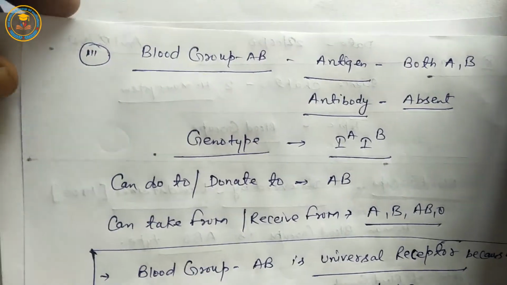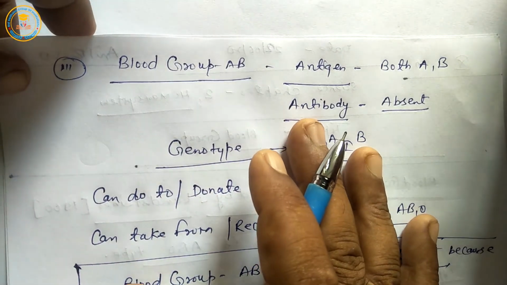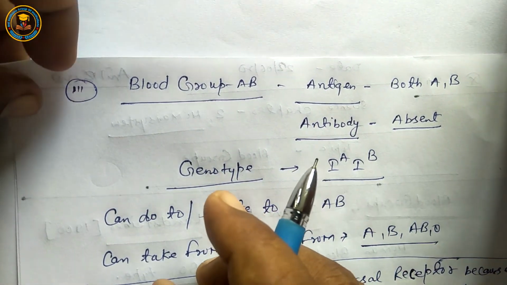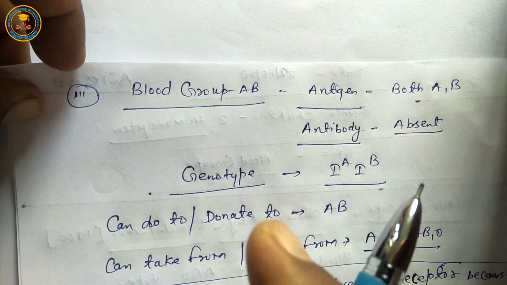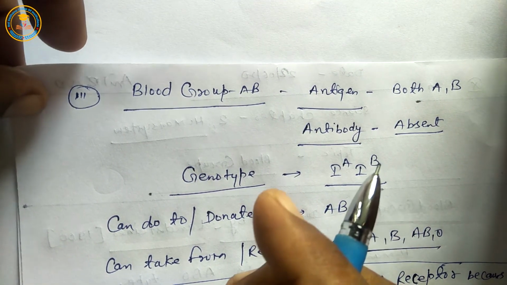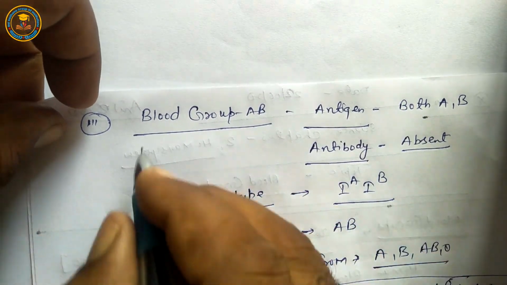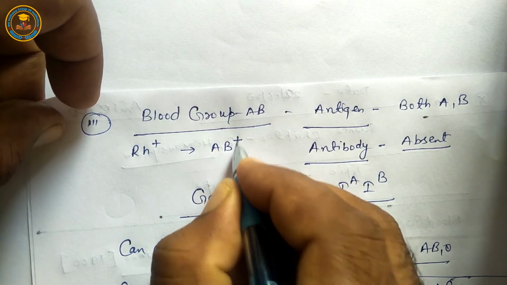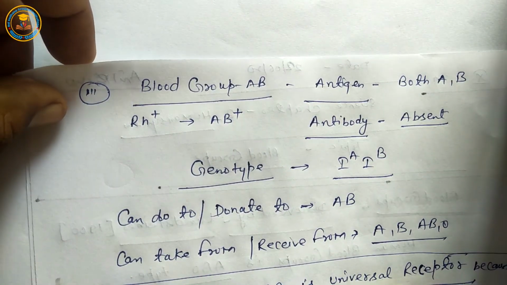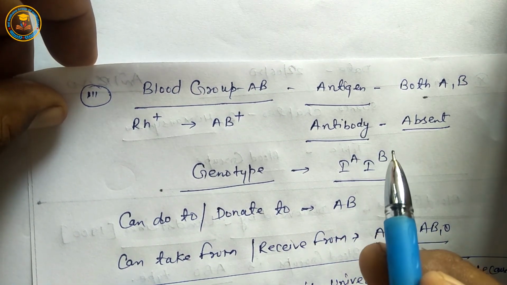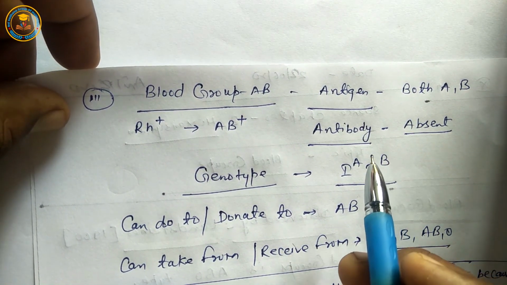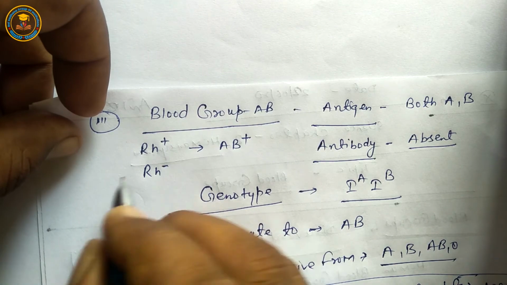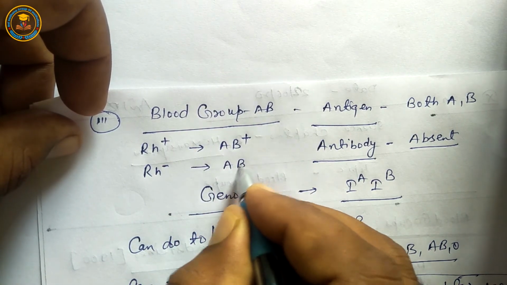Next, third is blood group AB. People have both antigen A and B. Some blood group AB people have antigen A, B and RH, so they are called AB positive. But some people have only antigen A and B, it means they do not have RH antigen, so it is called AB negative.